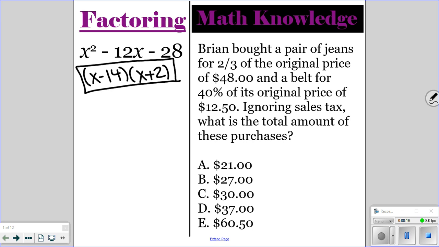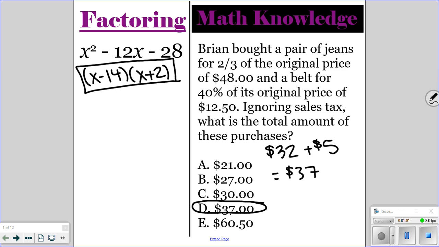For the math knowledge question, we're not looking at sales tax. We want to know the total for the purchases. So he bought a pair of jeans for 2/3 of the original price. So 2/3 of 48 would be 36, no, $32. And then he bought a belt for 40% of its original price. And 40% of 12.50 is $5. So 32 plus 5 is $37. So that would be your answer.